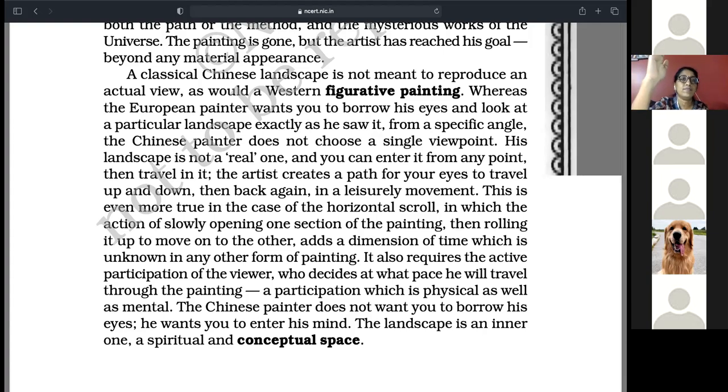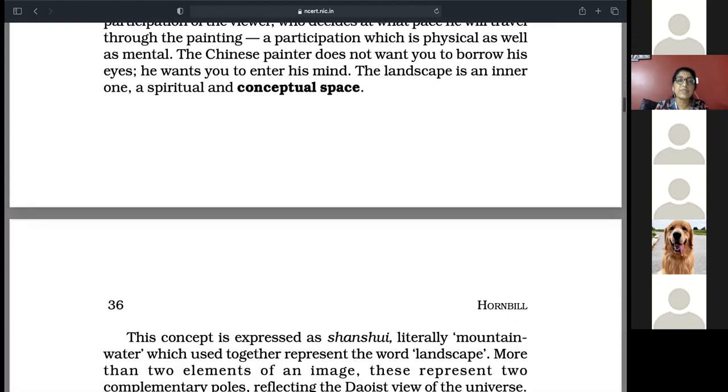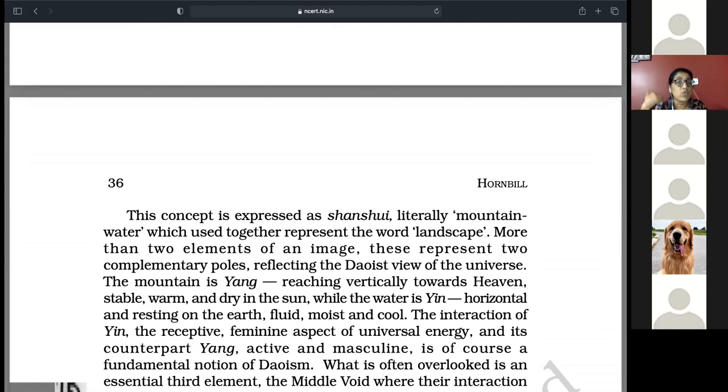वो कुछ देख रहा है, बट वो आपको उसके दिमाग के अंदर जाने के लिए बोल रहा. दिमाग के अंदर मतलब the conceptual idea that he might have conceived. The landscape is an inner one, a spiritual and conceptual space. जिस कॉन्सेप्ट से उसने उस पेंटिंग को बनाया है, he wants you to understand that particular concept, the spirit, the abstract idea that he has used. Maybe through that particular painting he doesn't want to show you the beauty, he wants to show you the darkness of nature. So he wants that concept to be understood.